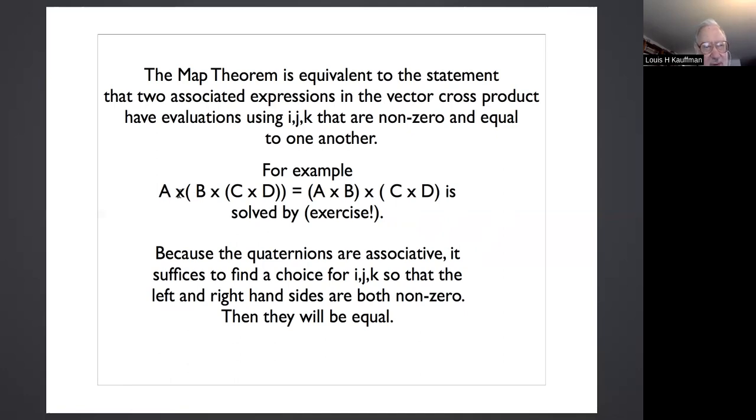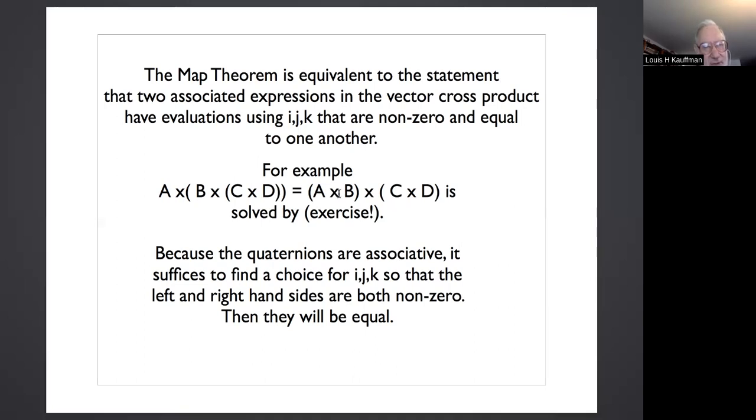Well, if it's non-zero, it might as well have been in the quaternions, because the difference between the quaternions and the vector cross product algebra is in the squares of the elements. And if no square of anybody occurred here, you could say that this was a quaternion product. But the quaternions are associative, and therefore it will be equal to this quaternion product, because of associativity, as long as this right-hand quaternion product is also non-zero.